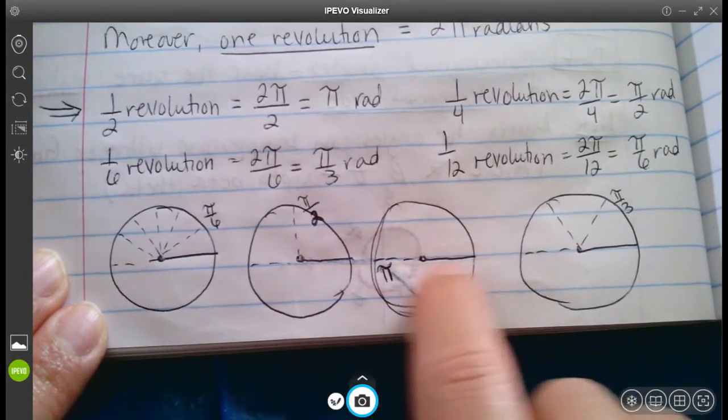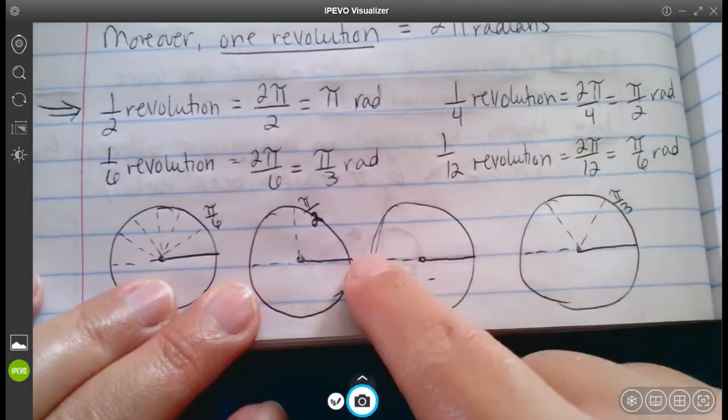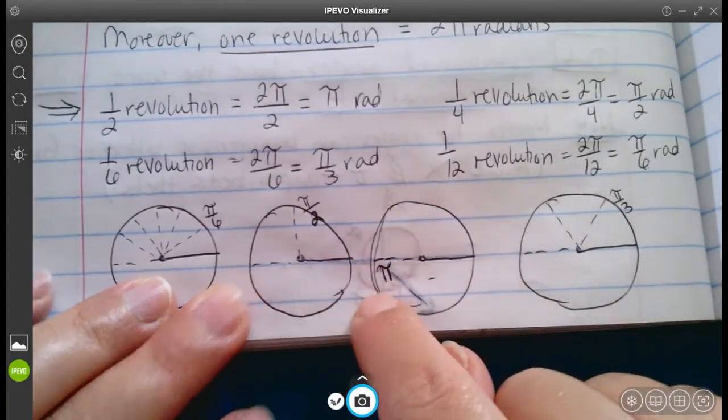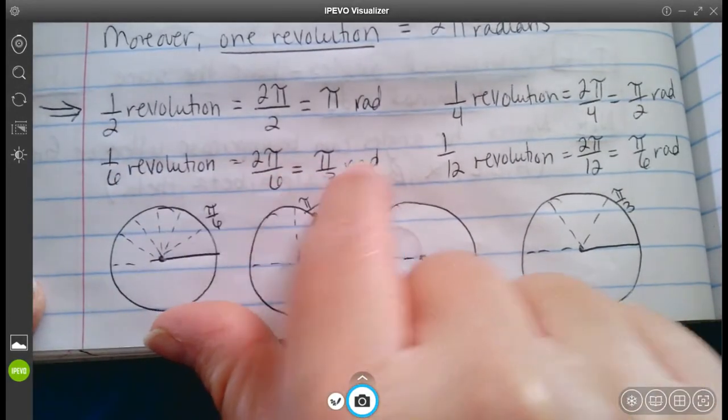So that means that this piece right here, if I'm looking at just the top part of the circle, is equal to pi radians. And that's why we have the pi right there. 1/6 revolution is pi thirds radians.